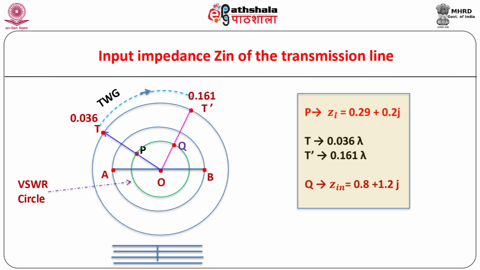Step number 3. Now here the length 3.125 lambda is equivalent to 0.125 lambda as explained earlier. Hence, from the point T, move a distance of 0.125 lambda towards the generator in the clockwise sense and stop at point T dash. Note the reading at point T dash. Step number 4. Join points O and T dash. Draw a circle with O as its center and OP as its radius, and note the point Q of intersection of OT dash and the circle. The point Q represents the normalized input impedance Zin.